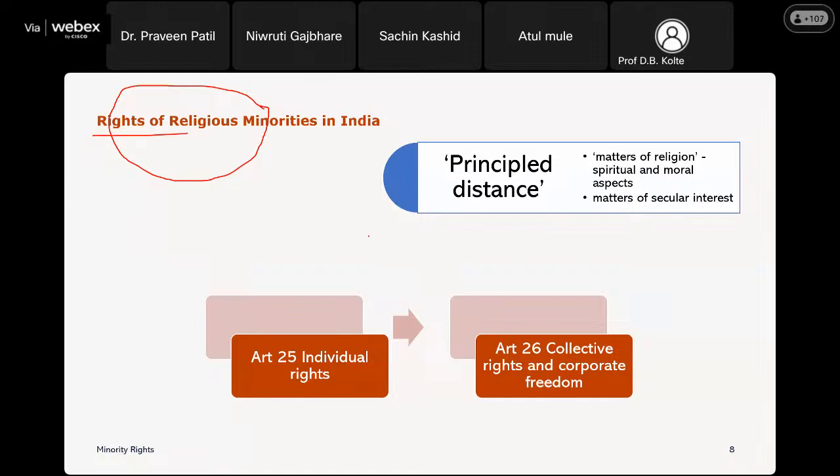At the beginning, I made a presumption that most of the participants here are from the law background, and therefore, I need not go into the essential elements of these articles. I will only make a cursory reference to these articles because you must have studied them, you must have taught them in the classrooms, and there could be n number of discussions on these topics.